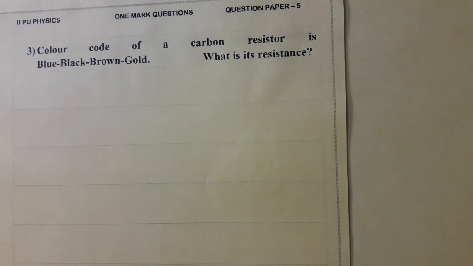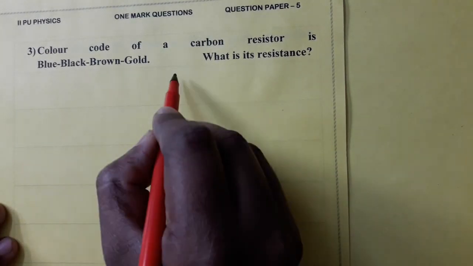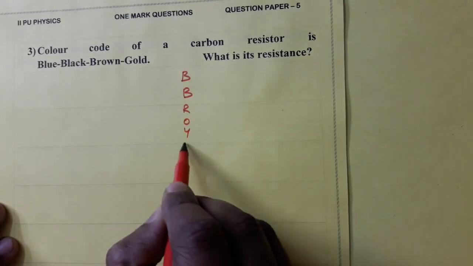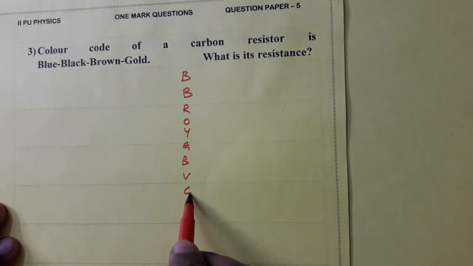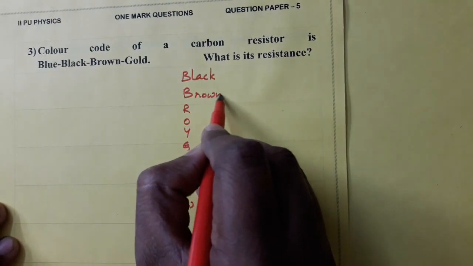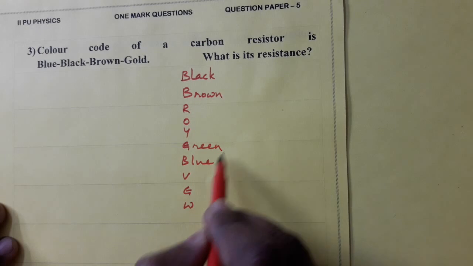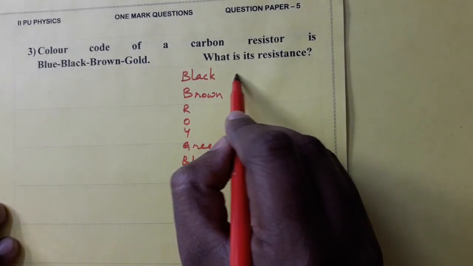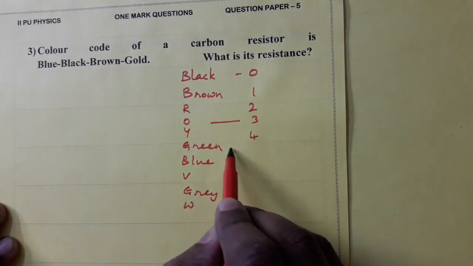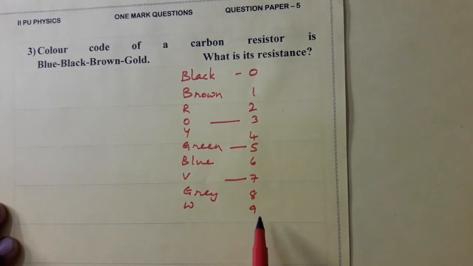So answer 0. Color code of a carbon resistor is blue, black, brown, gold. So color coding of resistor goes like this: B, B, R, O, Y, G, B, V, G, W. This is black, this is brown, blue. This G is green and this is gray. Black is 0, brown 1, red 2, orange 3, yellow 4, green 5, blue 6, violet 7, gray 8, white 9.